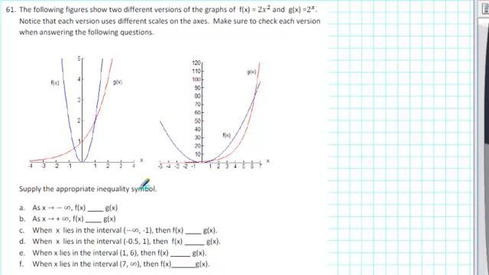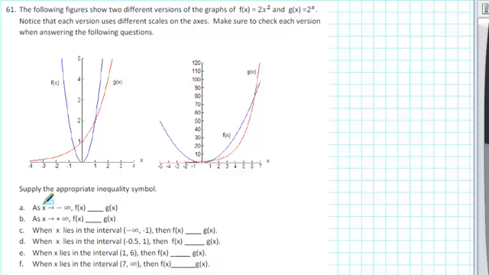Supply the appropriate inequality symbol. In other words, choose either less than or greater than to fill in the blanks. For part A, as x goes to minus infinity, is f of x less than g of x? Or is f of x greater than g of x?